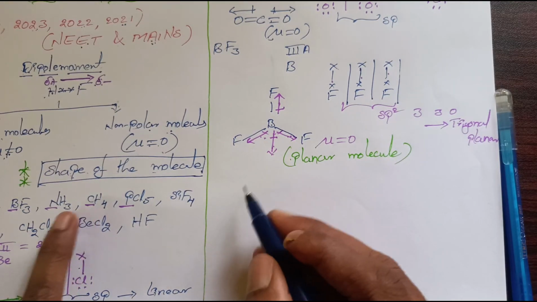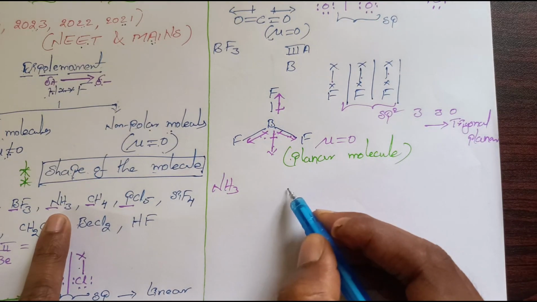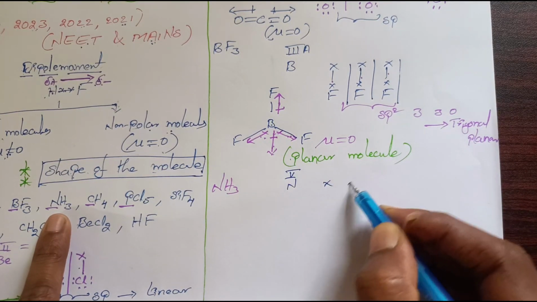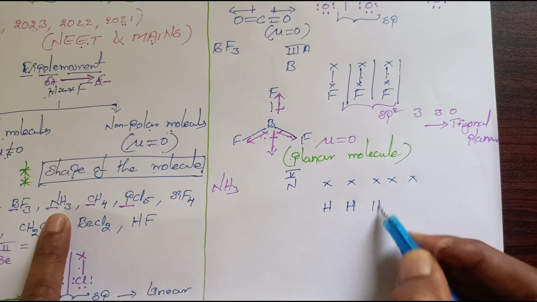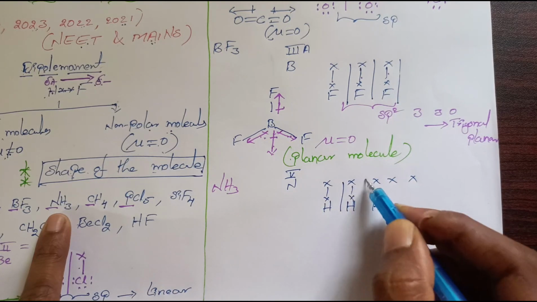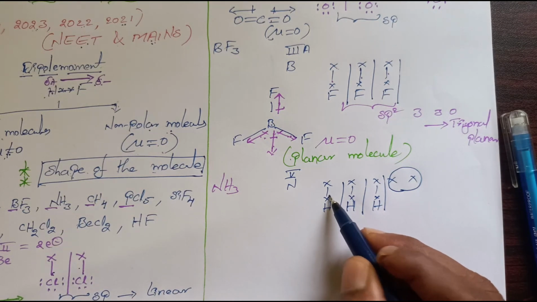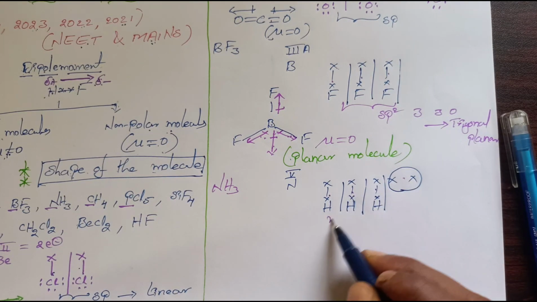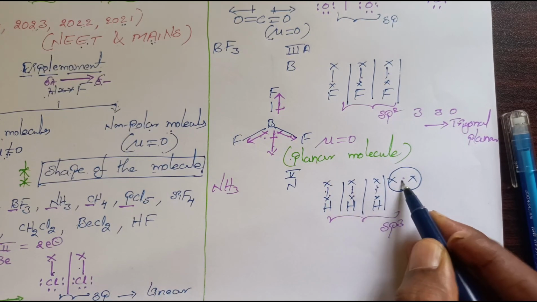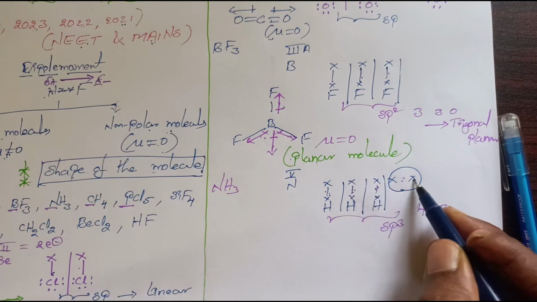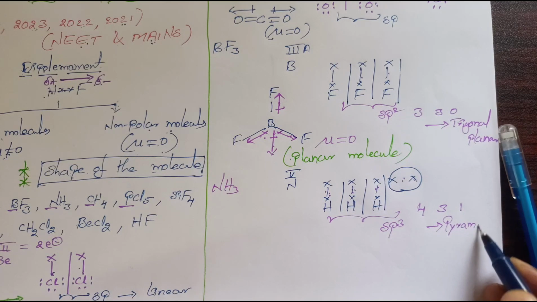Next molecule, what is the next molecule? Ammonia. What is the central atom in ammonia? Nitrogen, group number 5, valence electrons 5: 1, 2, 3, 4, 5. Around the nitrogen, 3 hydrogens are available. Each hydrogen electron overlaps with a nitrogen electron. So here one lone pair is there. So here s, p1, p2, p3. What is the hybridization here? sp3 hybridization. Total pairs 4: 1, 2, 3, 4. Bond pairs 3, lone pair 1. In this condition, what is the shape of the molecule? Pyramidal.